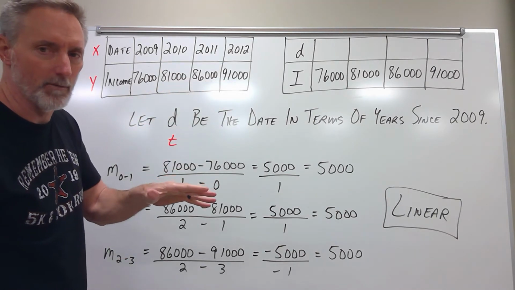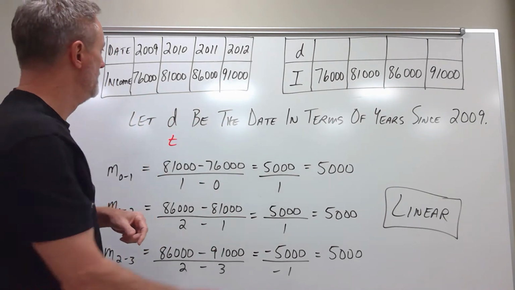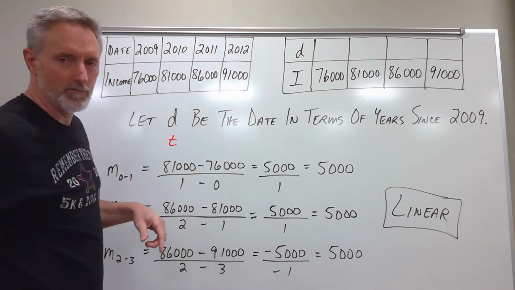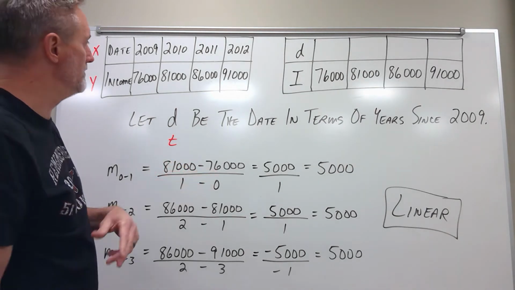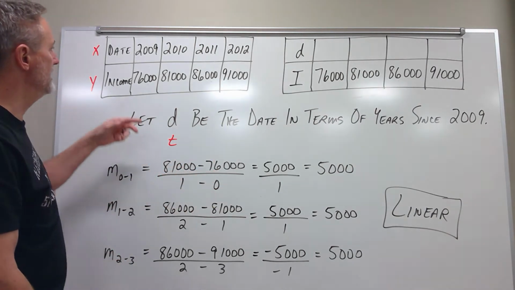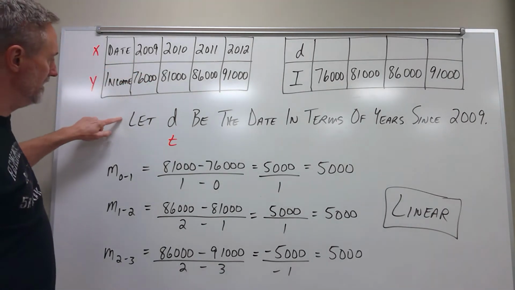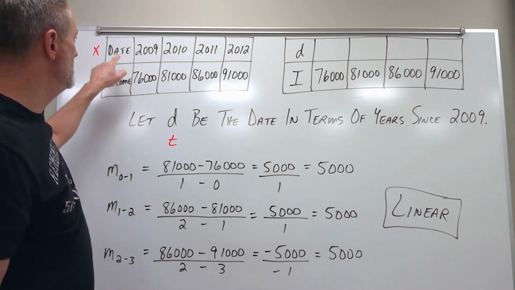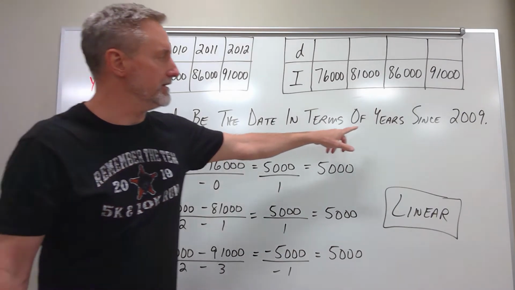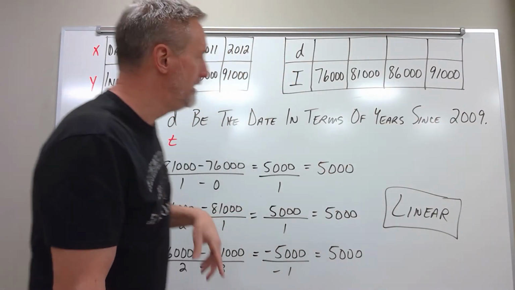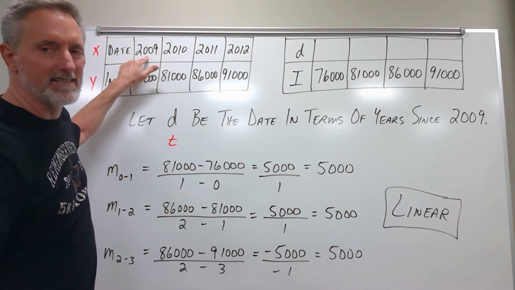That's kind of related to slope, remember? You want to see what's happening. If it's going up, up, up, our slope should be positive. And if it goes down, down, down, our slope should be negative. So we need to kind of think ahead and expect a positive slope on this one. Now, the trick is sometimes they say, I don't really want you to use the years for your x. They'll say something like this. They'll say let D, D for date, let D be the date in terms of years since 2009. So they don't actually want you to use 2009, all right? They want you to use the years since then.